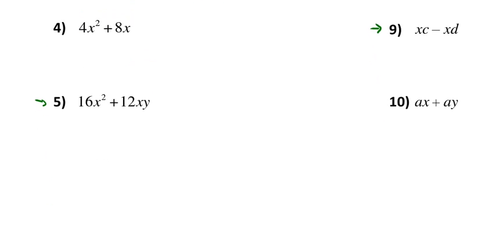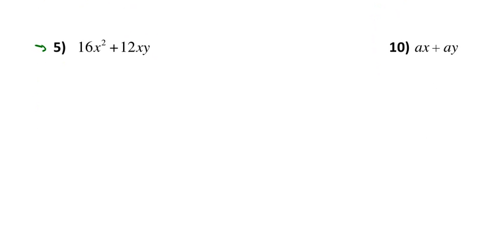Next one, number 5. What is in common between these two terms? Again, we can try to do it mentally, and between the numbers, there's only a maximum of 4 in common, and between the variables, there is an x in common. This has two x's, but this doesn't. So the only thing that they have in common is an x. This has a y. This doesn't have a y, so there are no y's in common. So that's the GCF for x.